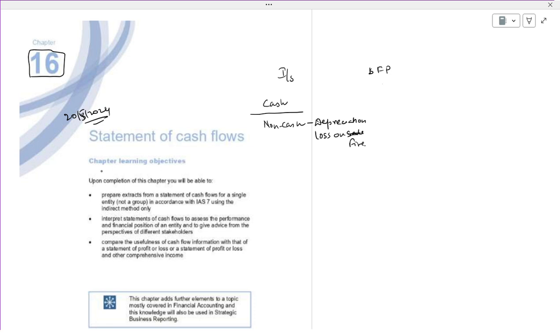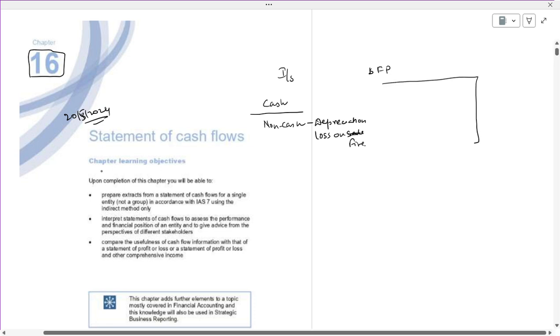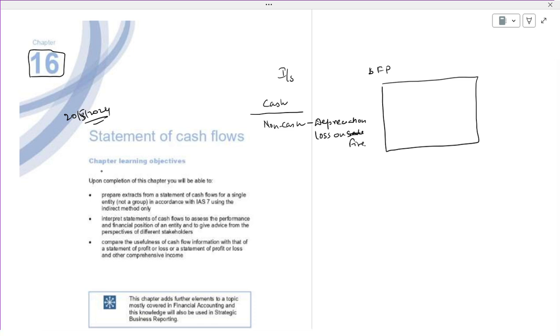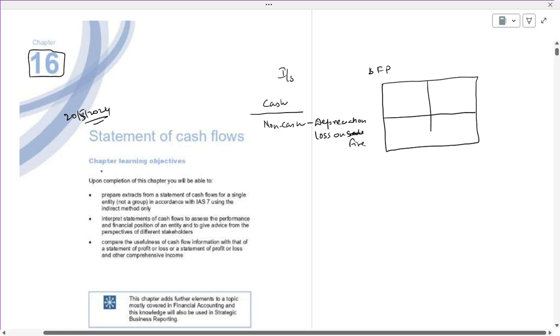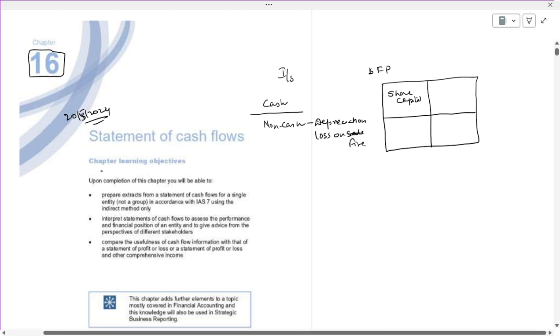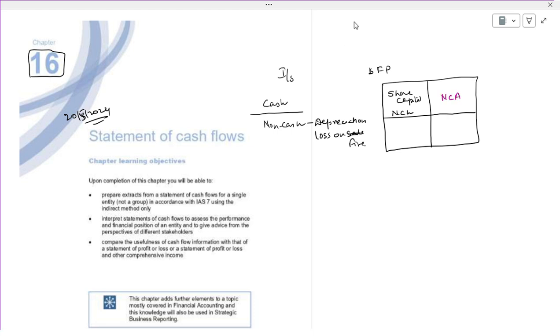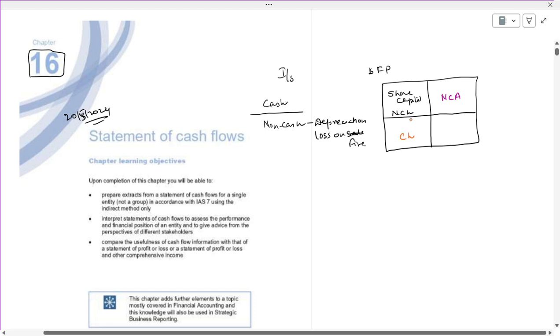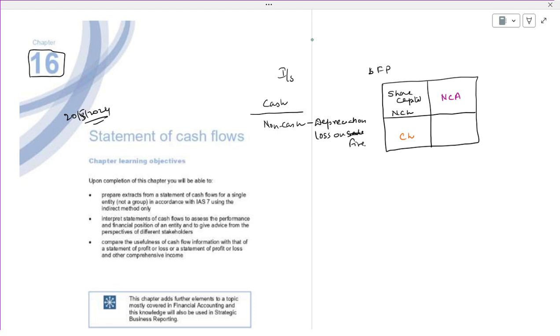The statement of financial position, the balance sheet, is divided into four different segments. Very simple, very easy. First, share capital and non-current liabilities. The second part is non-current assets. The third is current liabilities. And the fourth is current assets.